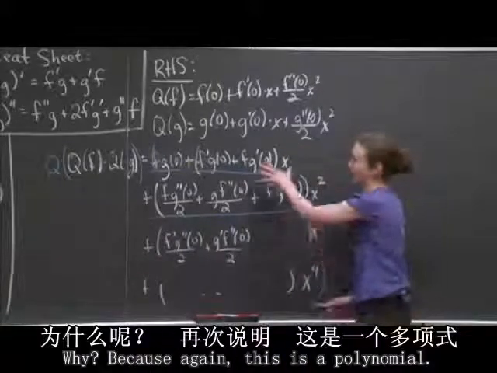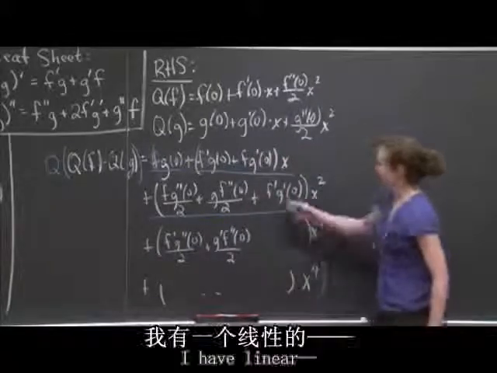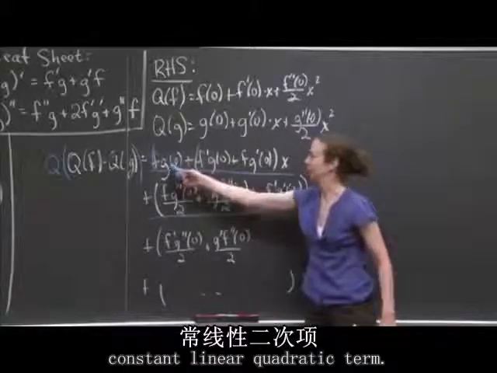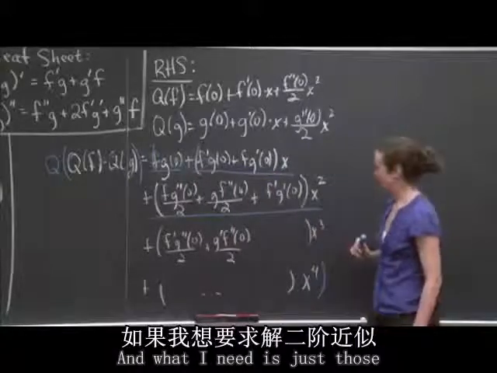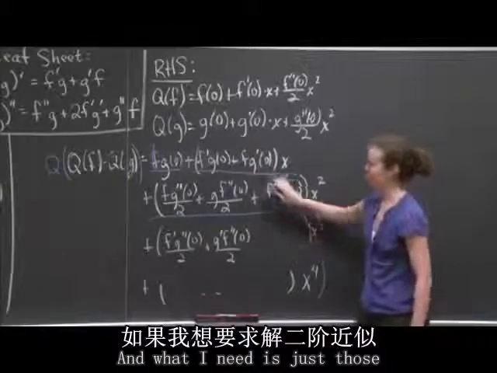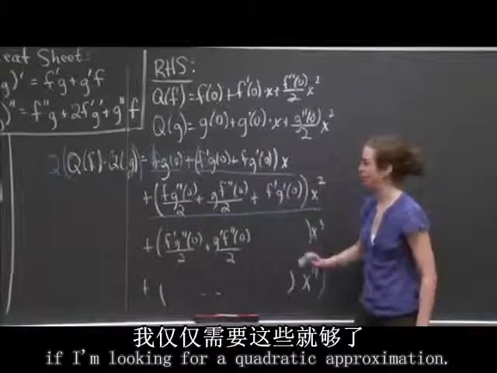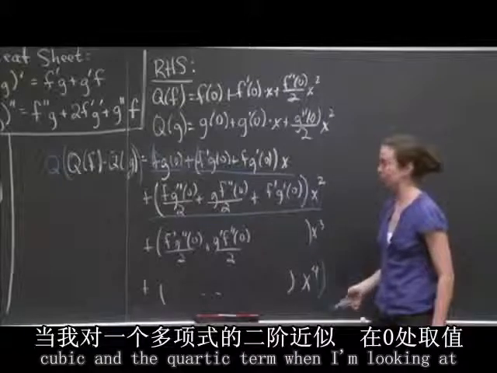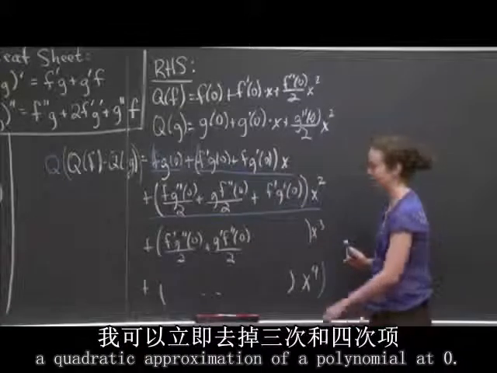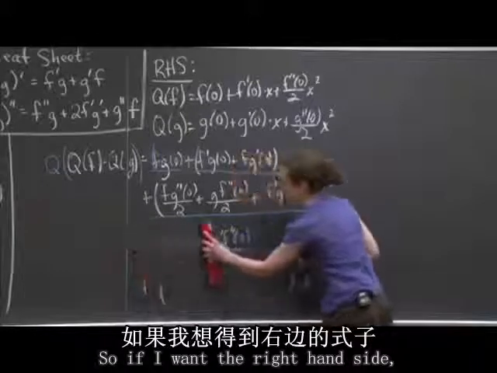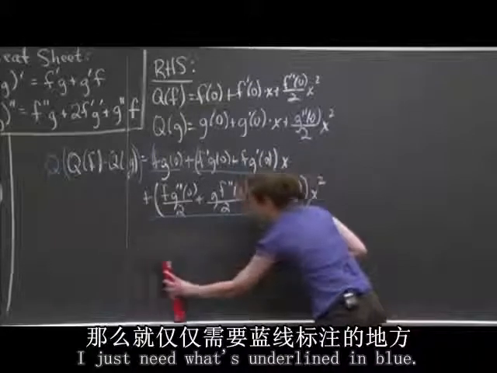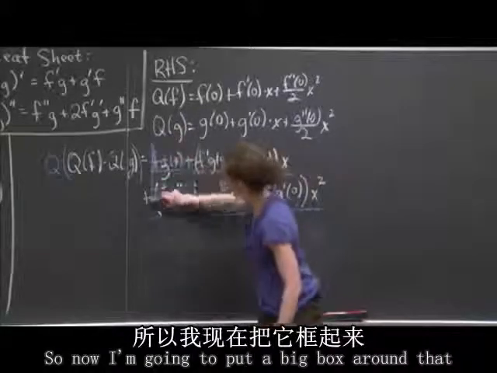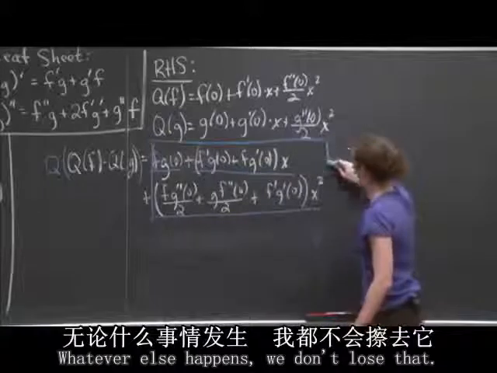Why? Because again, this is a polynomial. I have a constant, I'm sorry, I think I called this maybe linear earlier. Constant, linear, quadratic term. And what I need is just those if I'm looking for a quadratic approximation. So constant, linear, quadratic term, I immediately drop the cubic and the quartic term when I'm looking at a quadratic approximation of a polynomial at 0. So if I want the right-hand side, I just need what's underlined in blue. So now I'm going to put a big box around that because that's going to be important. Whatever else happens, we don't want to lose that.